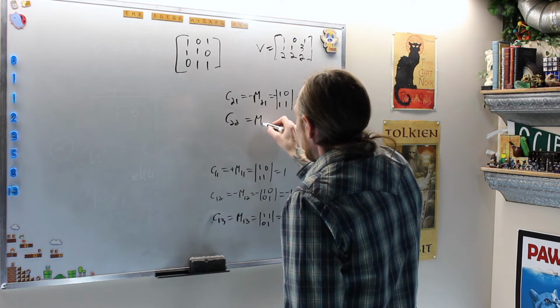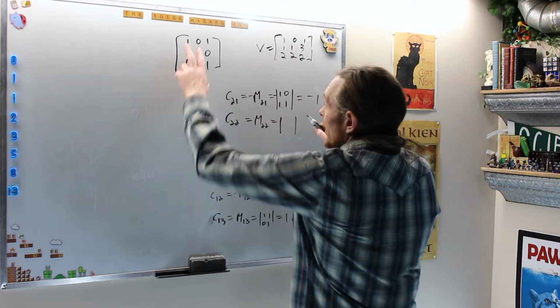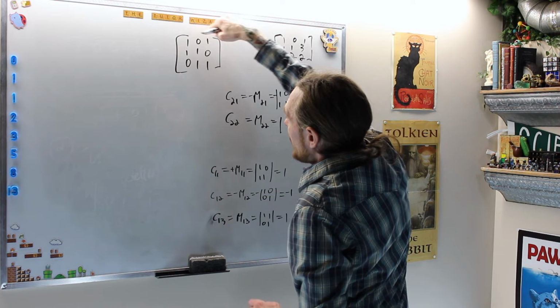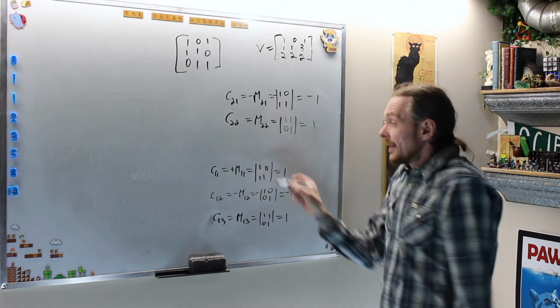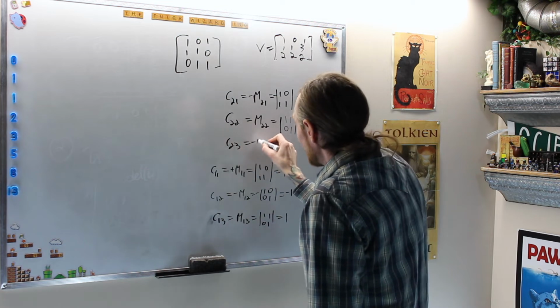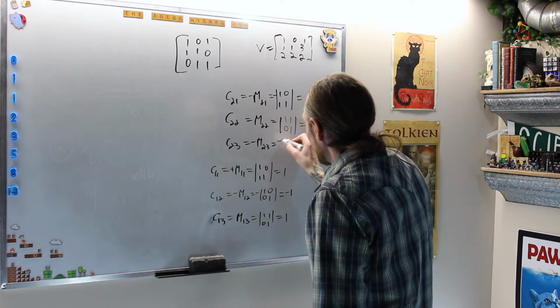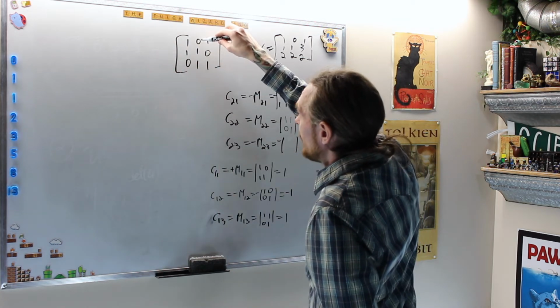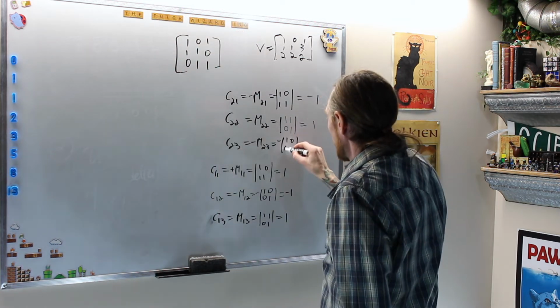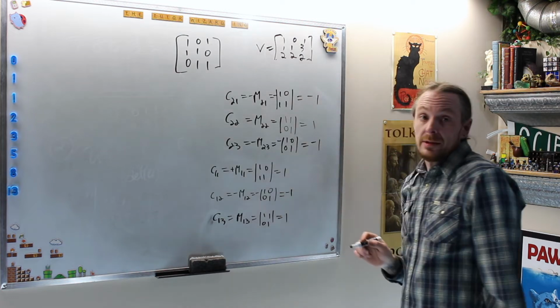C22 is equal to M22, which is equal to, block off this and this, I get 1, 1, 0, 1, which is positive 1. C23 is equal to negative M23, which is negative the determinant by blocking off the second row and the third column, 1, 0, 0, 1, which is negative 1.